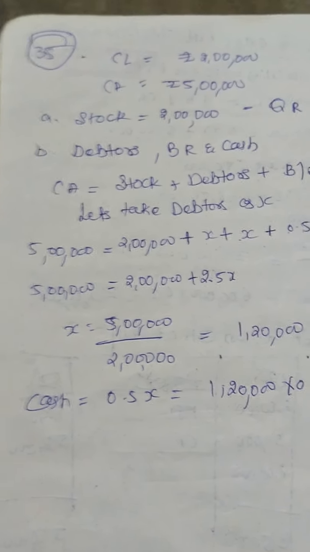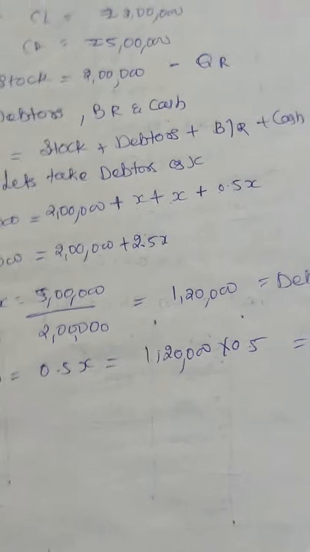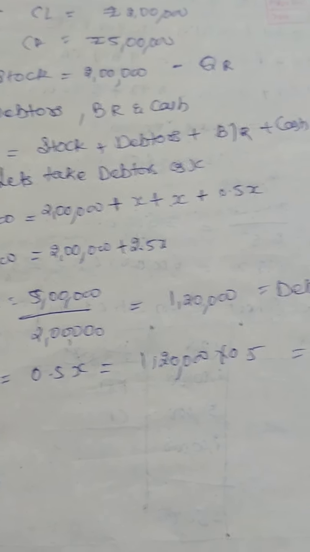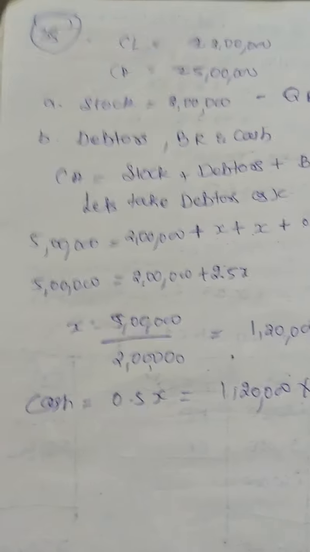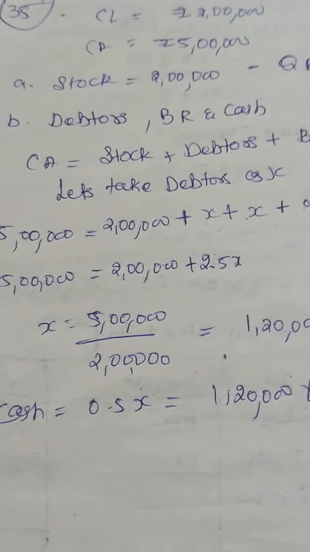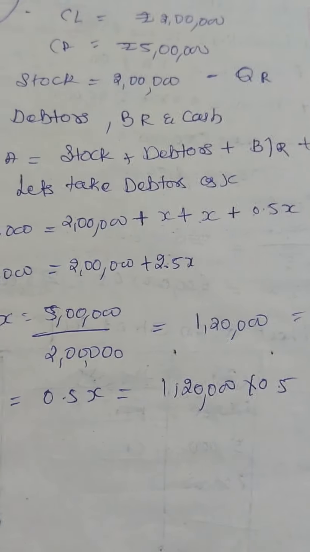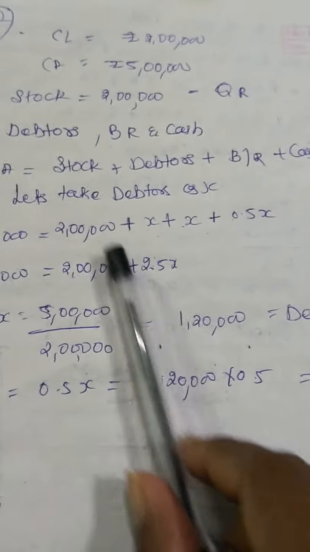Okay, next one. You can check with your question. They're telling that current assets include stock, debtors, bills receivable, and cash only, and they're giving cash is equal to 50% of bills receivable. Bills receivable amount is equal to the amount of debtors. So in order to find out cash and bills receivable, we need debtors.